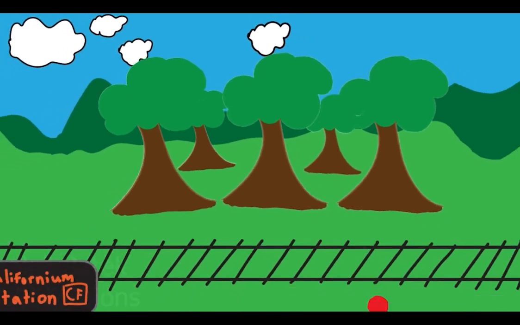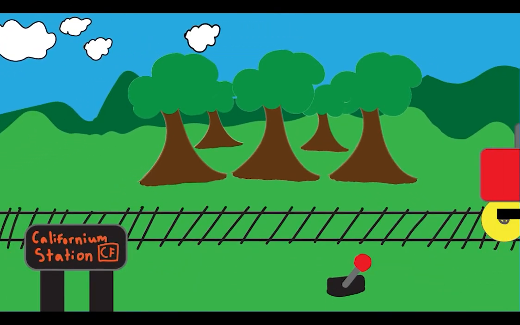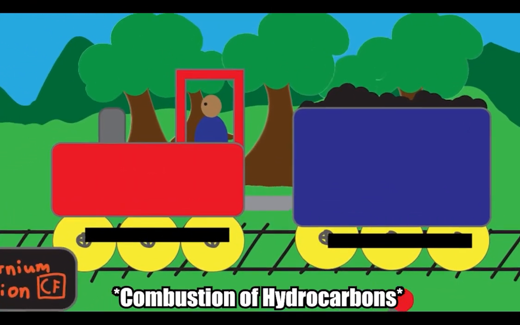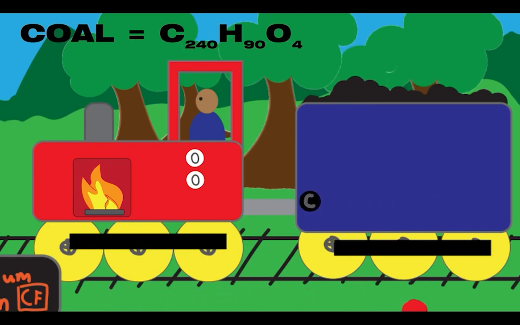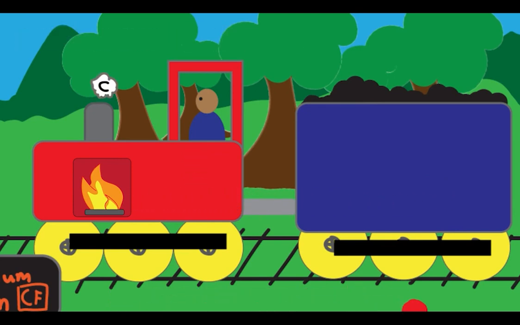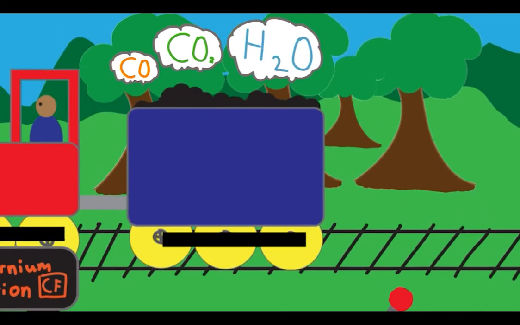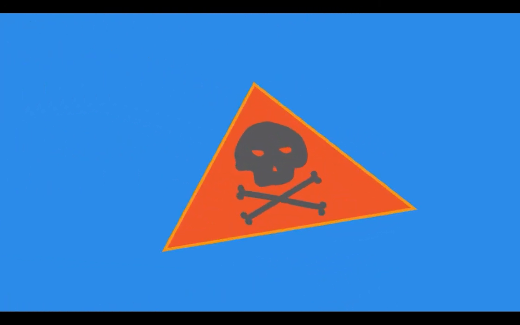Now, let's go to Californium Station, where we'll take a look at an example of incomplete combustion. When you heat up the hydrocarbon coal with oxygen, it produces carbon, carbon monoxide, carbon dioxide, and water. Be careful, because carbon monoxide is produced, and it is fatal. It'll act like oxygen and take its place in the blood.